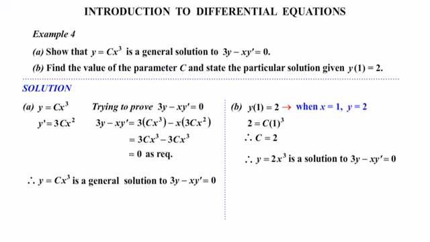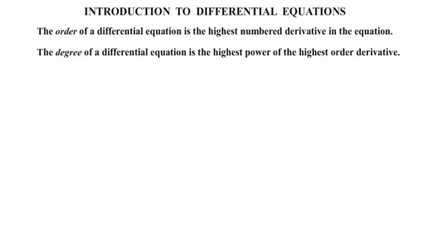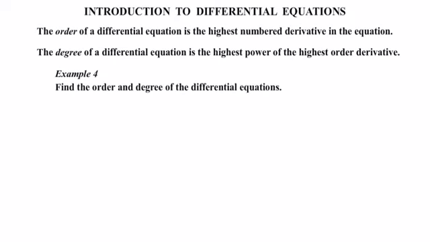Fantastic. Well, we're going to have a look at a couple of terms now that will be handy for you to know. First of all, the order of a differential equation is the highest numbered derivative in the equation. And then secondly, the degree of a differential equation is the highest power of the highest order derivative. Alright, it might sound a little bit complicated, but let's have a look at a couple of examples here, because they're actually quite easy to work through. So we're asked to find the order and degree of the differential equations.